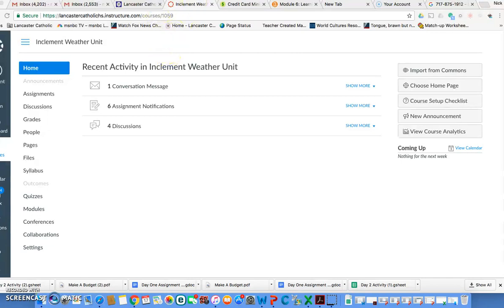So if you're not familiar with Canvas, it's actually pretty nice. It's pretty easy to use. I don't like it as much as D2L. I think D2L just has a better look to it. It's easier to follow through, but Canvas is pretty easy.